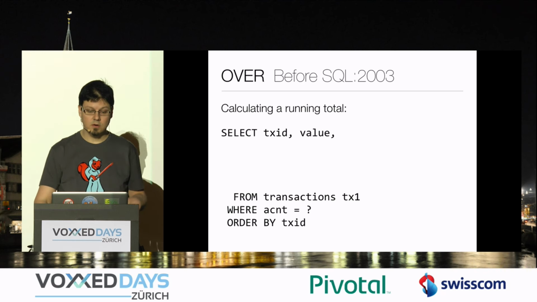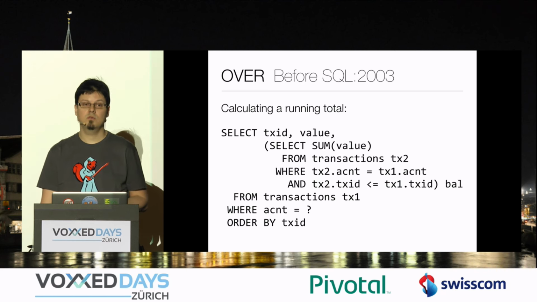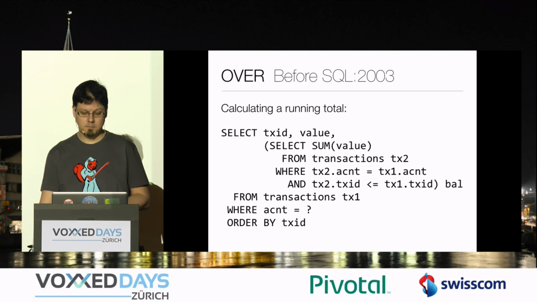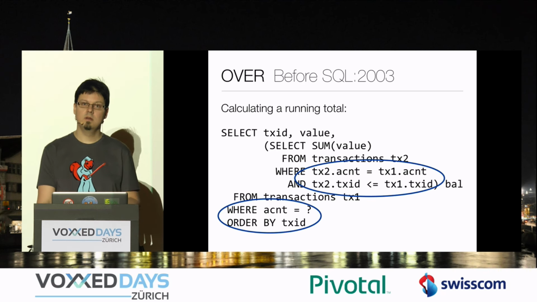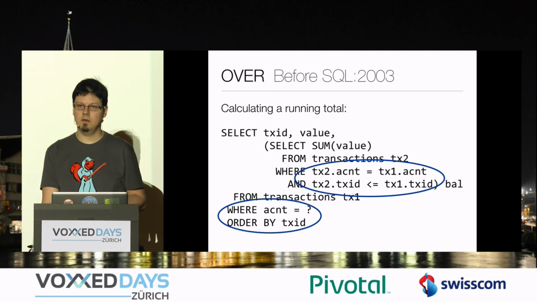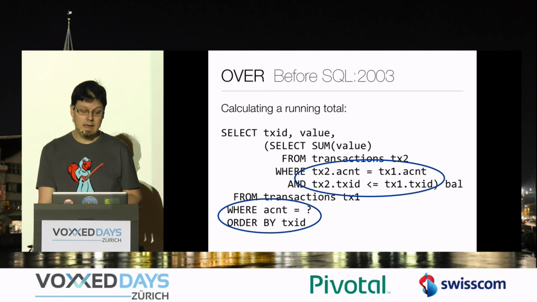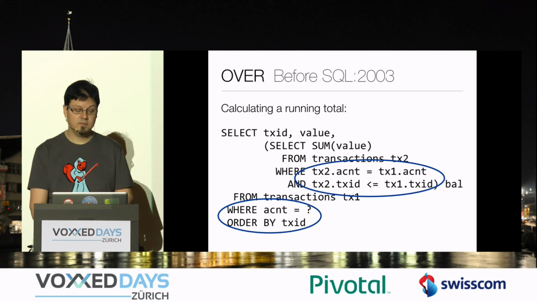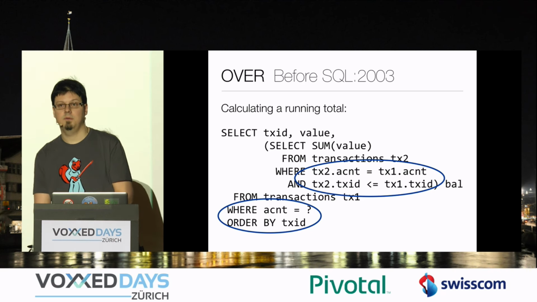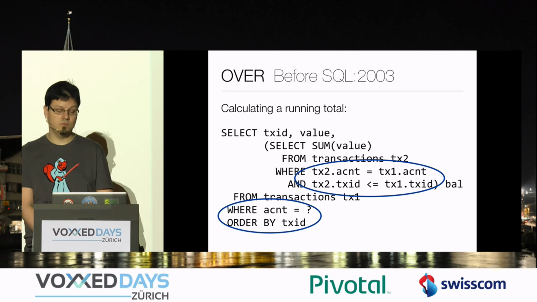One way to do it without the over would be to use a so-called scalar subquery. That means a subquery in the select list where you just apply the aggregate, but you have to be very careful to make the where clause right, because you have to repeat the filter on the account column here, and, which is even worse, you have to translate the order by clause into a where clause up there. So that's easy to get wrong.